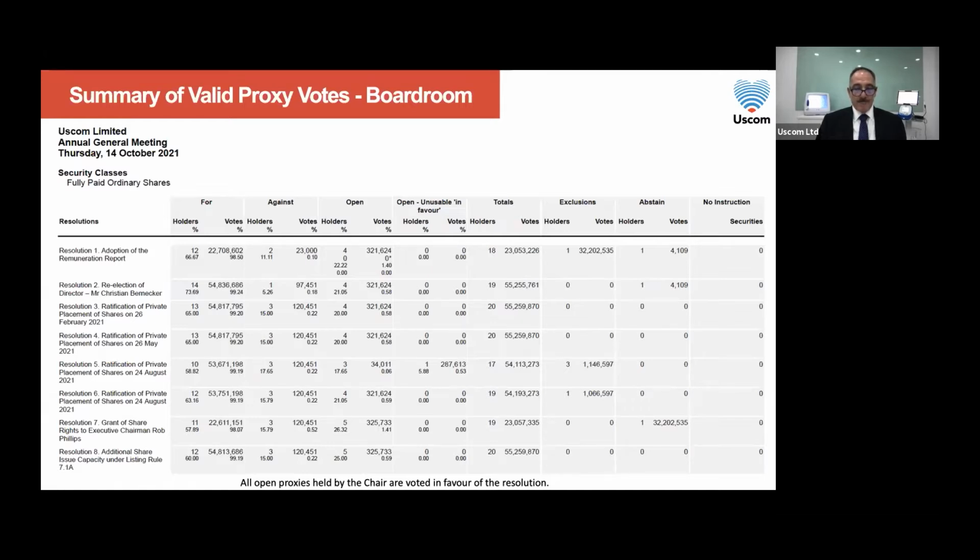Okay, resolution two, moving on to resolution two, that Mr. Christian Bernicker retires by rotation in accordance with rule 6.4 of the company's constitution, and being eligible for re-election, be re-elected as a director of the company. Are there any questions in relation to this resolution? If so, please raise your hand and we'll open the mic so you can make your comment.